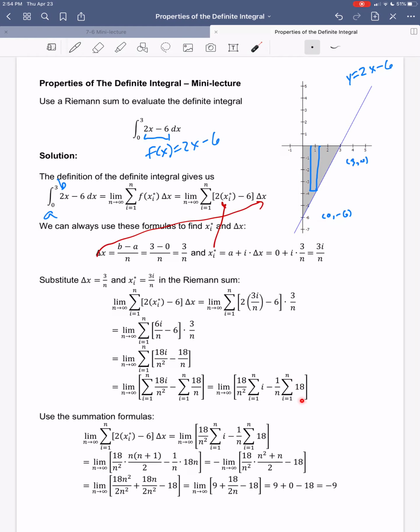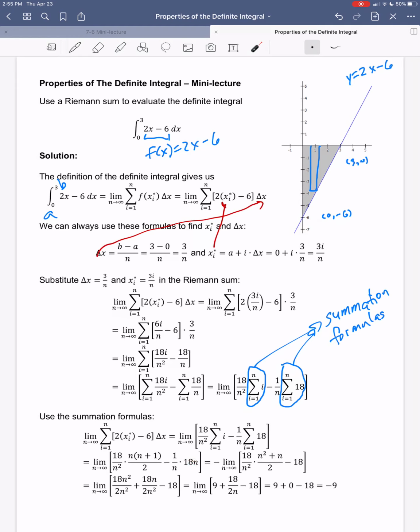And so now we talked about these summation formulas. I can evaluate this sum here and this sum here using these summation formulas that we talked about in the other lecture. So again, if you look at the mini lecture about the definite integral, we talk about those formulas, and that's what happens here. So this is exactly what I've got here. Instead of the sum as i goes from 1 to n of i, that's just n times (n plus 1) over 2. And the sum as i goes from 1 to n of 18 is just 18 times n.